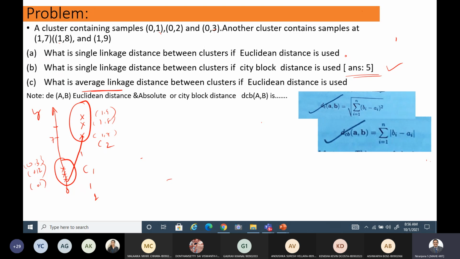Average linkage distance. Instead of DSL, DAL is asked. I think that you can calculate. So can you calculate using city block distance? What is DAL here? Actually, C is using Euclidean distance. Consider that there is another option D. Okay, what is DAL using city block distance? If I ask, can you calculate that?